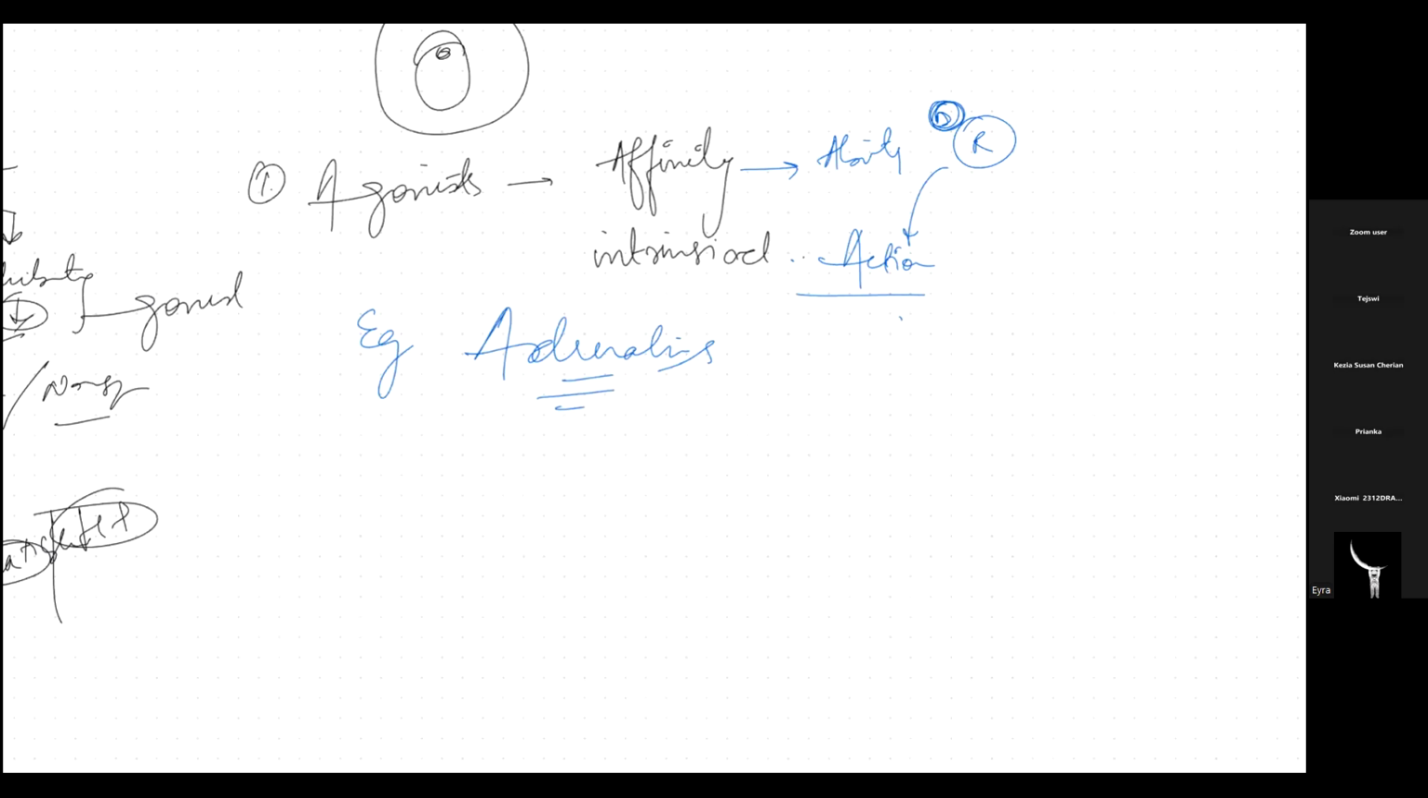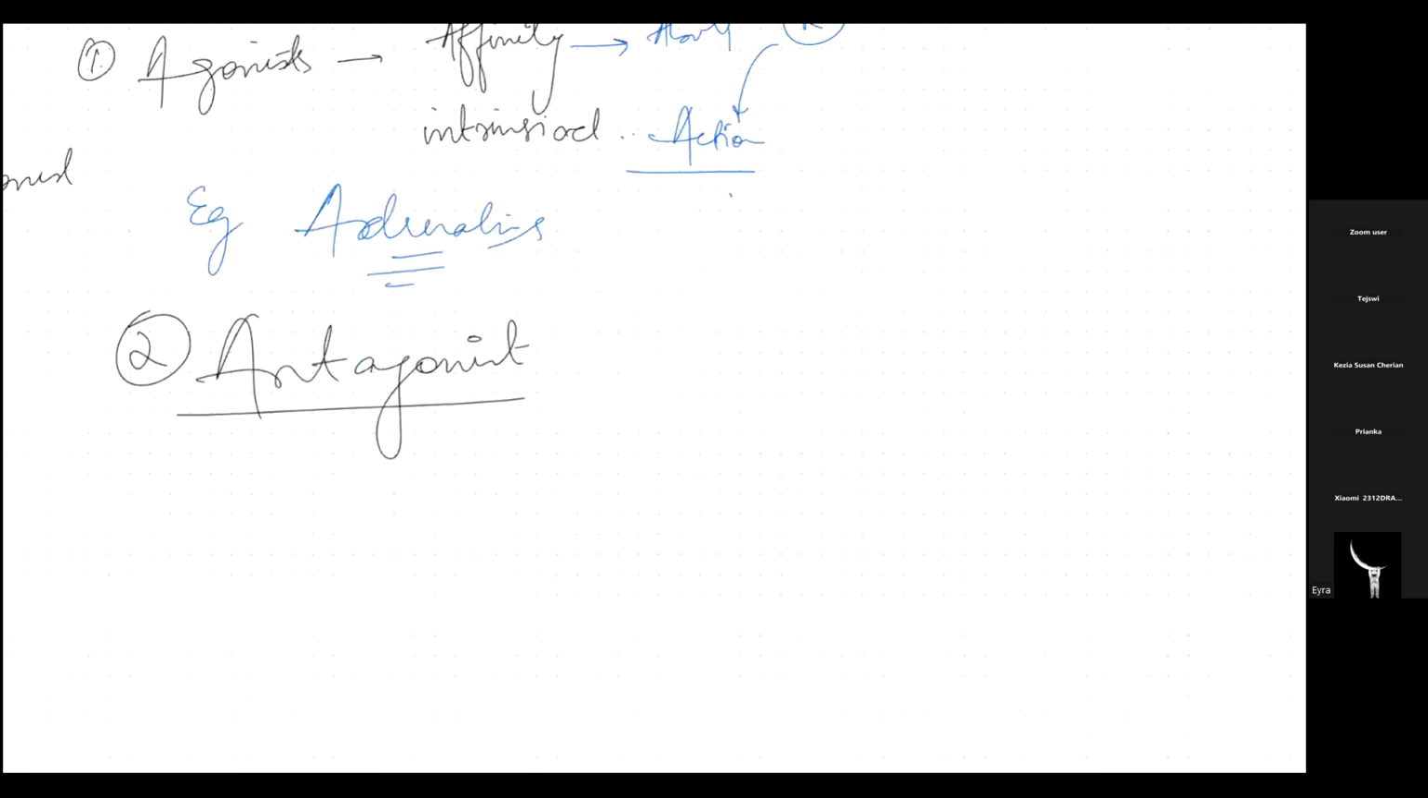Now the second one is antagonists. What are antagonists? An antagonist is a substance that binds to the receptor and prevents the action of the agonist on the receptor. It will have affinity but no intrinsic activity.